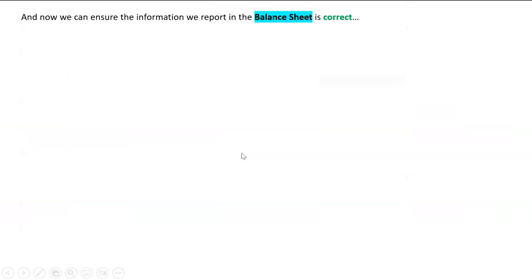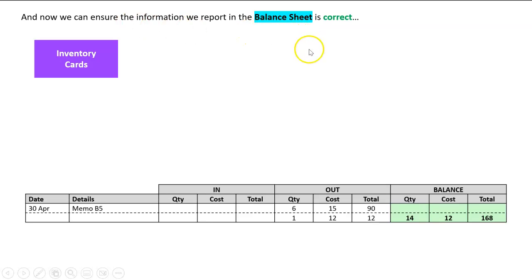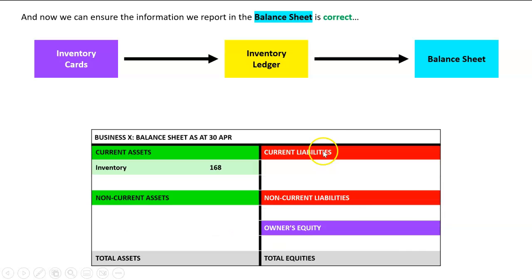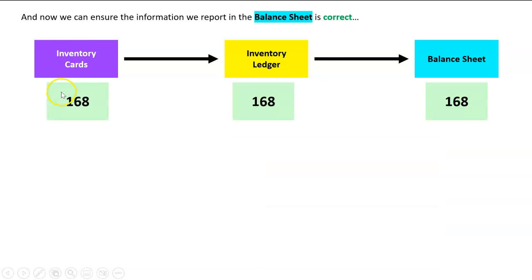But in reality, we're doing the balance sheet. How can we ensure the balance sheet is correct? Well, we've got inventory cards. This was just one, and it had a balance of 168. That matched the inventory ledger there. So in the balance sheet, we'd go to inventory and report it as a current asset of 168. And that's how we make sure everything is correct. The balance in the balance sheet, which is what the public sees, matches the balance in the ledger, and that matches the balance in the inventory cards. And that was $168 across all three.